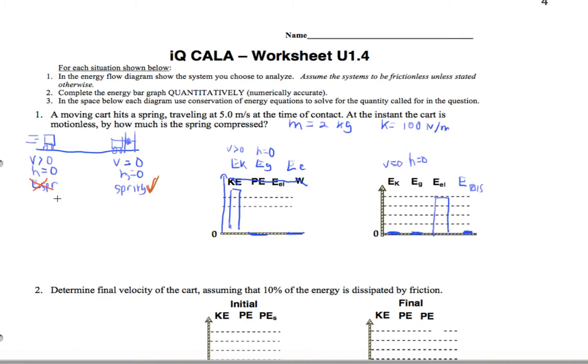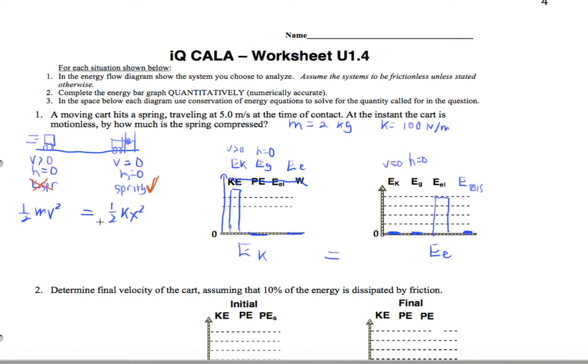So now, based on this bar graph, we can actually set up our equation by simply copying the bar graph energies and setting them equal to one another. What we should do next is go to our formula sheet to write down the right formulas for each type of energy. So we have 1/2 mv squared for the kinetic energy, equaling the spring energy of 1/2 kx squared. In other words, all this kinetic energy gets converted into spring energy.